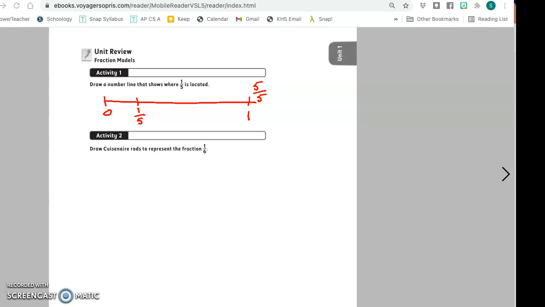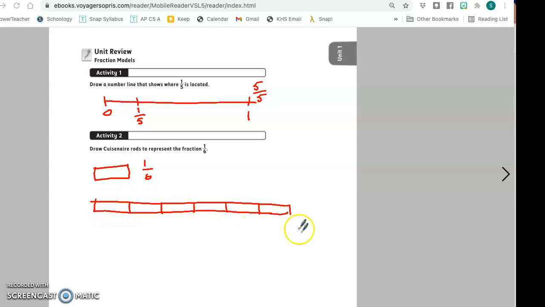Okay. Now it says draw Cuisenaire rods to represent the fraction 1/6 for activity 2. Well, rods, remember, we can make however big we want, all right? So let's say this is 1/6, or this is 1 part, right? This is my unit fraction. And I need to show the whole here also, right? So I show my unit fraction, I also need to show the whole: 1, 2, 3, 4, 5, 6. So there's my whole. There's 1/6, and here's the whole, 6/6.